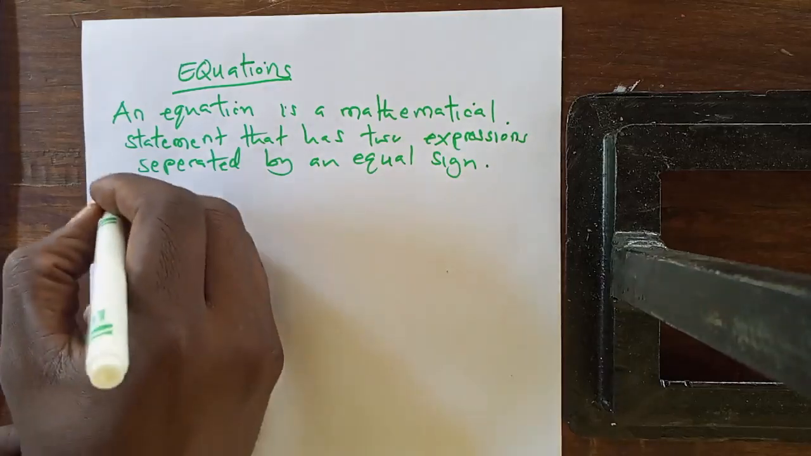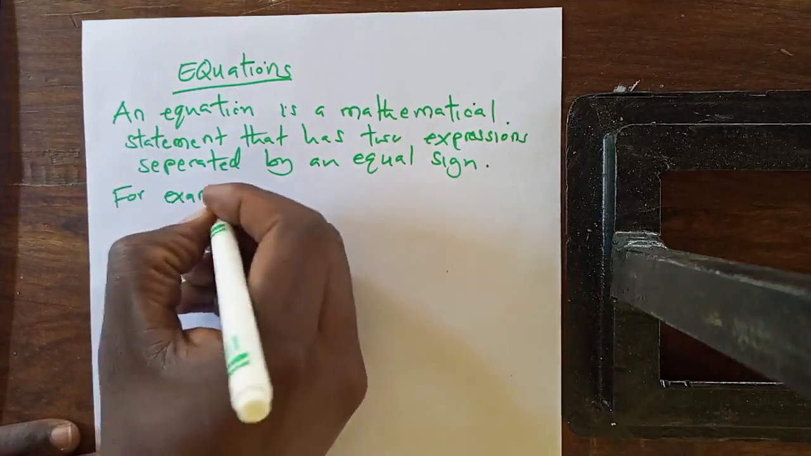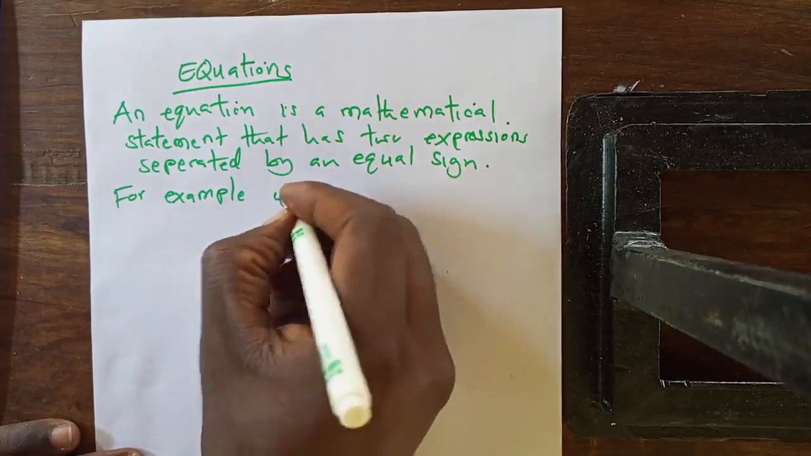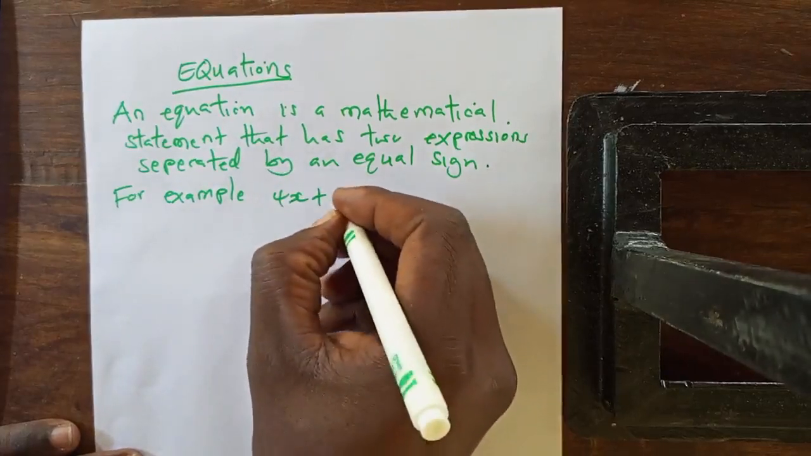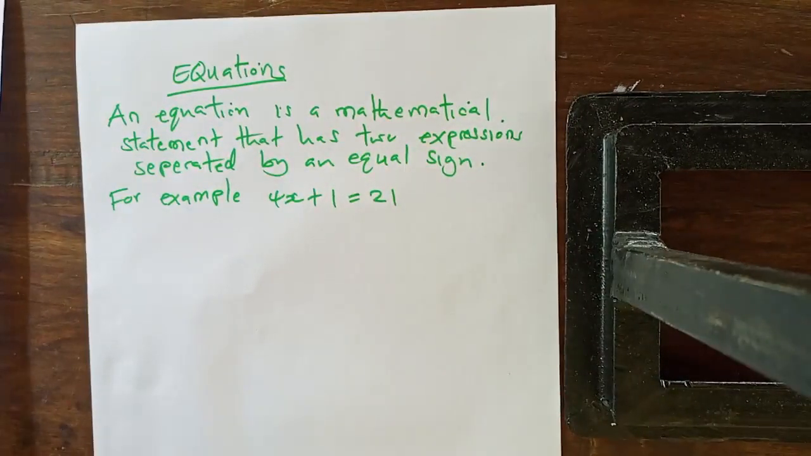Okay, so we are looking at the expressions, two expressions separated by an equal sign. So for example, we have 4x plus 1 is equal to 21. Okay, so in this equation, we look at two sides which are separated with an equal to sign.